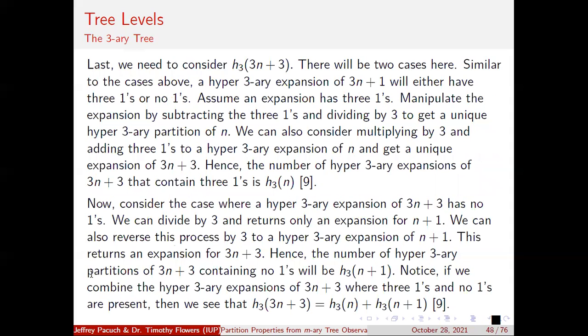The last step is looking at the hyper 3-ary partitions of 3n plus 3. This time we have two cases: whether there are 3 parts of those ones or there are none. If they were present, then we can rearrange them by subtracting them and dividing by 3, and we get the hyper 3-ary partitions of n. Then let's assume there were no parts of that. Well, then we just divide by 3, and we're left with the hyper 3-ary partitions of n plus 1. This explains the following equation at the bottom of the screen. It proves that the hyper 3-ary partitions of 3n plus 3 are going to be the same as the hyper 3-ary partitions of n plus the hyper 3-ary partitions of n plus 1. So that proves the theorem true.